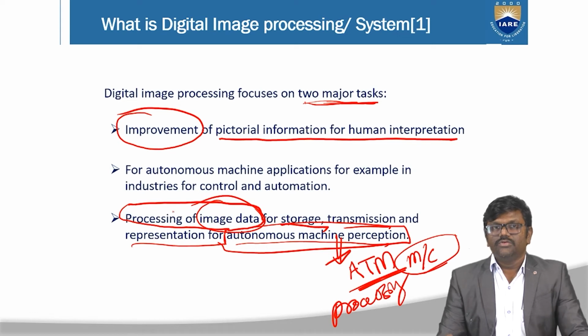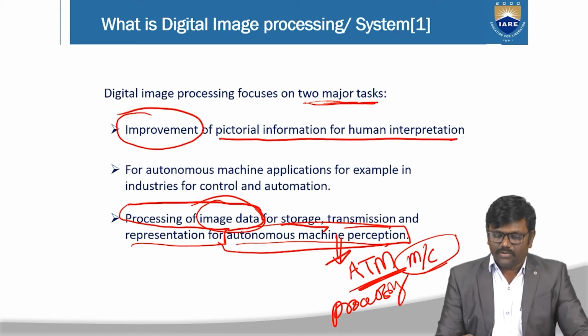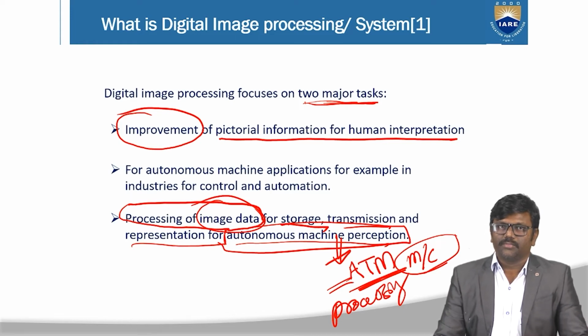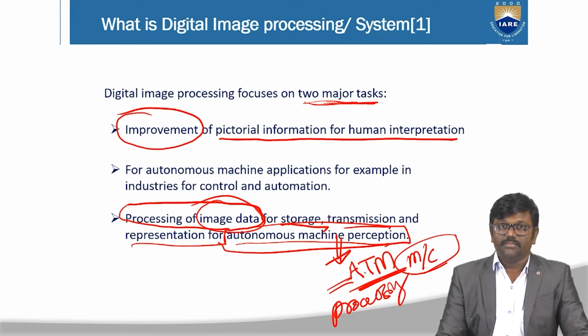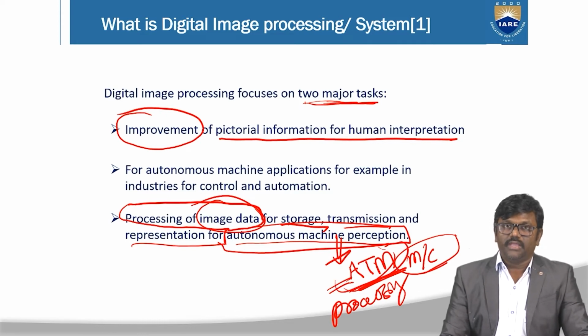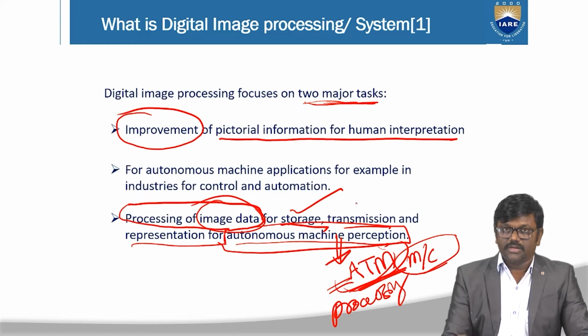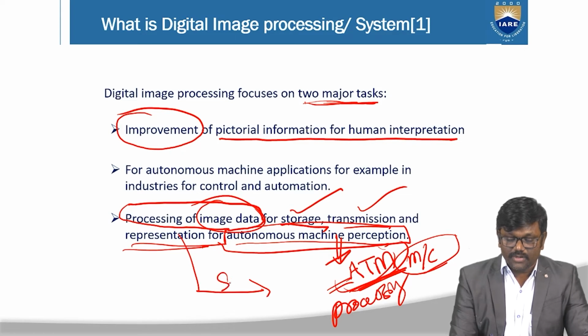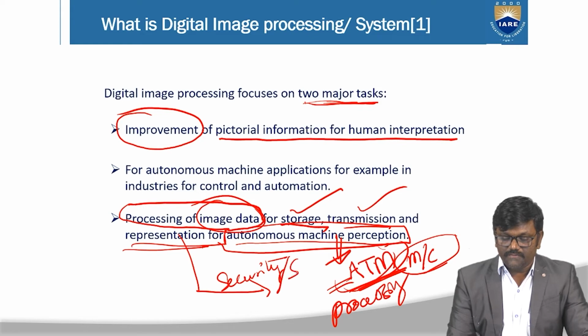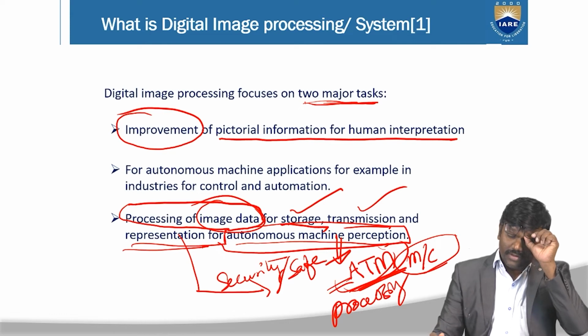At present, you may be using the ATM process in a numerical way, that is, numerical data, a PIN number we give to process our ATM transaction. That is the any time money machine. But in future, this process is going to change based on the storage of an image, transmission of an image, and representing the image in terms of security or safety.